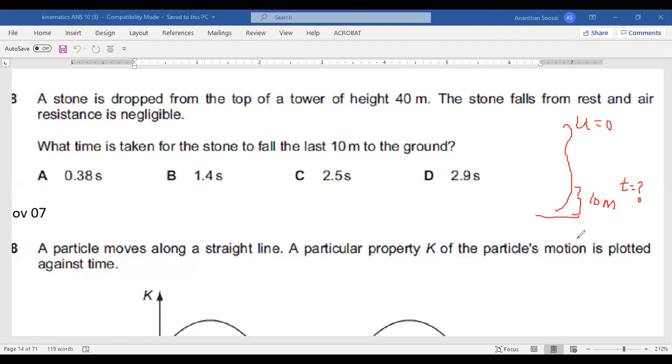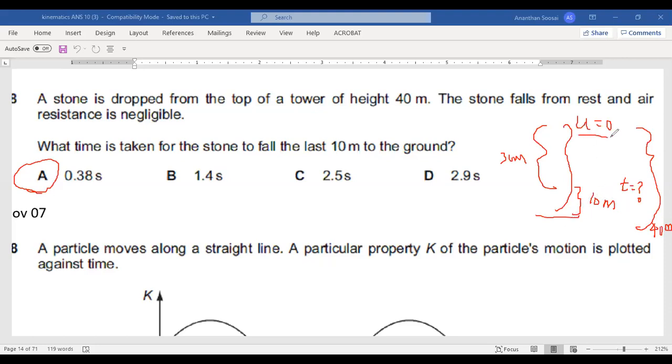Anyone got the answer? Okay, I receive answer. Answer was A. Your friend placing A. Yes, many of you A. 0.38 something. How do you calculate? You calculate the time taken to travel 30 meter. Then find the time taken to travel 40 meter. Then you minus both, and you find the time for the last 10 meter.